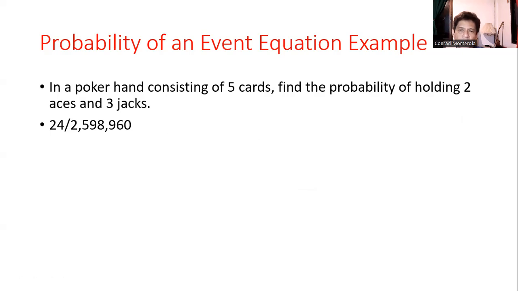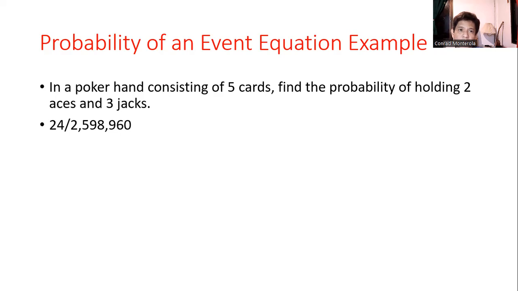Probability of an event equation, another example, in a poker hand. This problem is somehow challenging. In a poker hand, do you know how to play poker? You are given 5 cards, and then it depends on the combination. So just like this combination, you have 3 jacks and 2 aces. So this is a full house. So full house yung tawag dyan. When you have a trio and a pair, that's a full house.